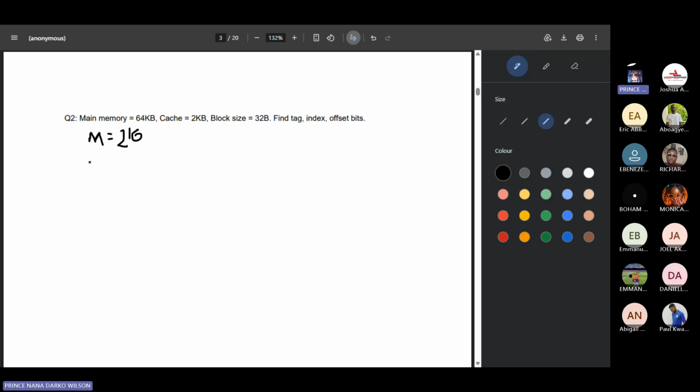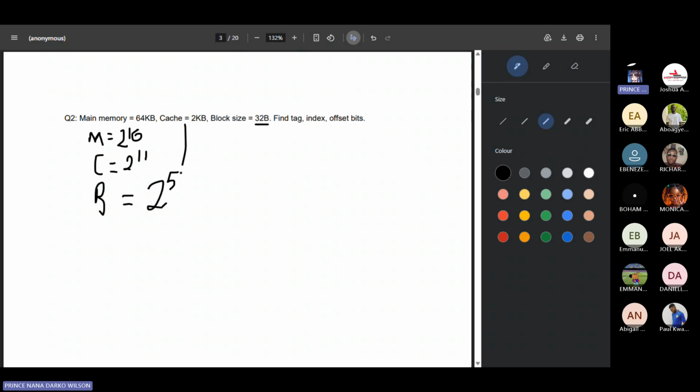Then now we need for our cache, which is 2 kilobytes, and that's equivalent to 2 to the power 11 bytes. Finally, we need it for our 32 bytes. So that's block size, and it's equivalent to 2 to the power 5. So take note, this is bytes, the other was kilobytes. So don't get confused and say, oh, why is it that in the other one we said the 32 kilobytes equals something, then this time we're saying it equals a different thing. The kilobyte differs from the bytes. Kilobytes are larger than bytes.